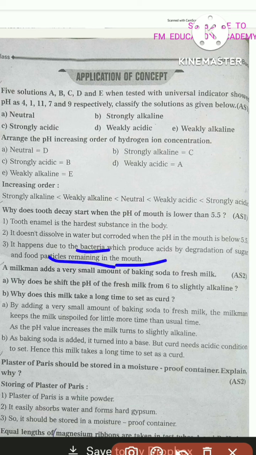Okay, so the bacteria which are present in the teeth, they will produce acids. Why will they produce acids? Because the sugar will get degraded, and because of the food particles remaining in the mouth, the sugar gets degraded, and because of that tooth decay will happen when pH becomes lower than 5.5.